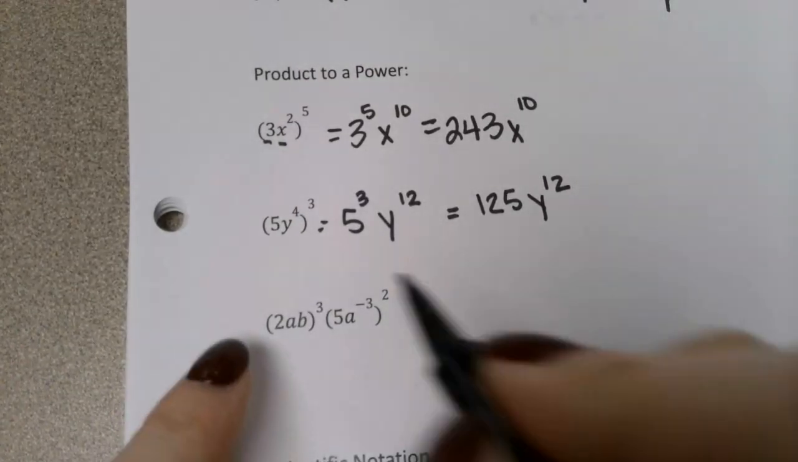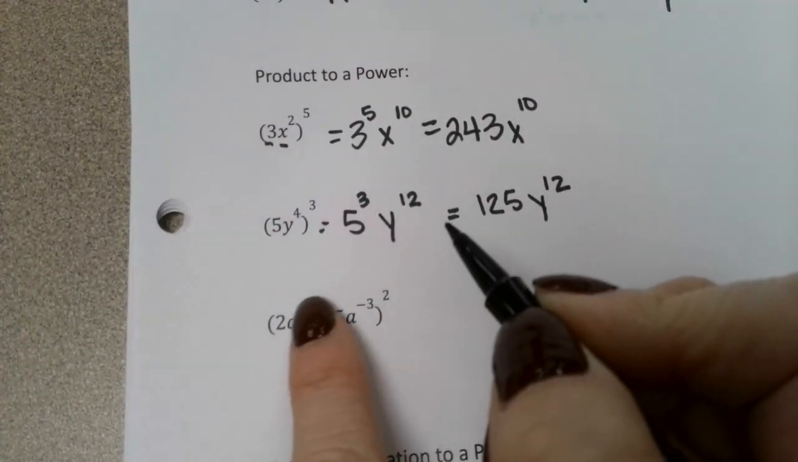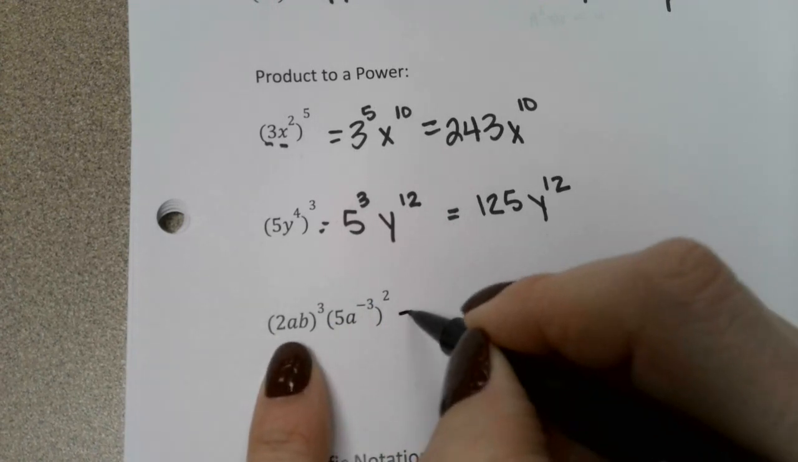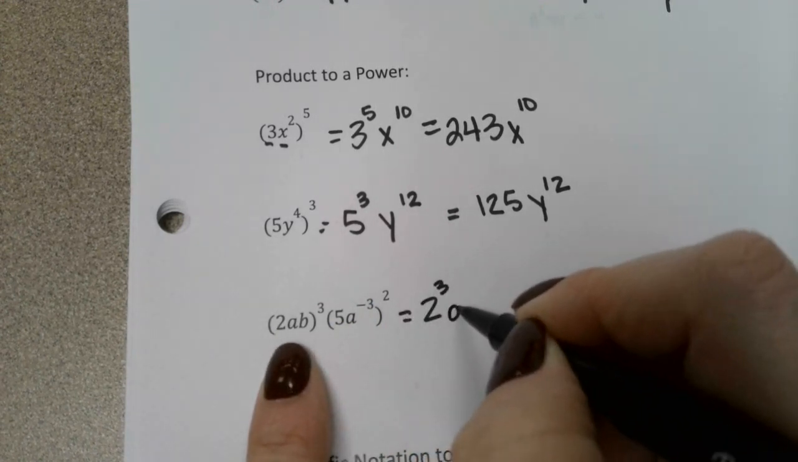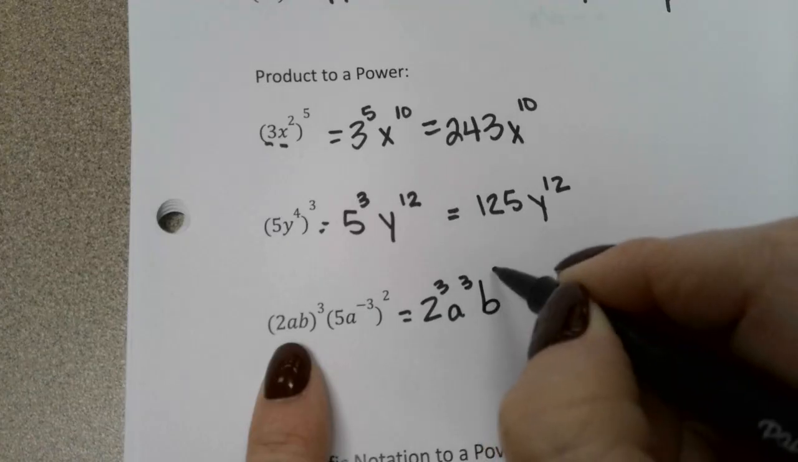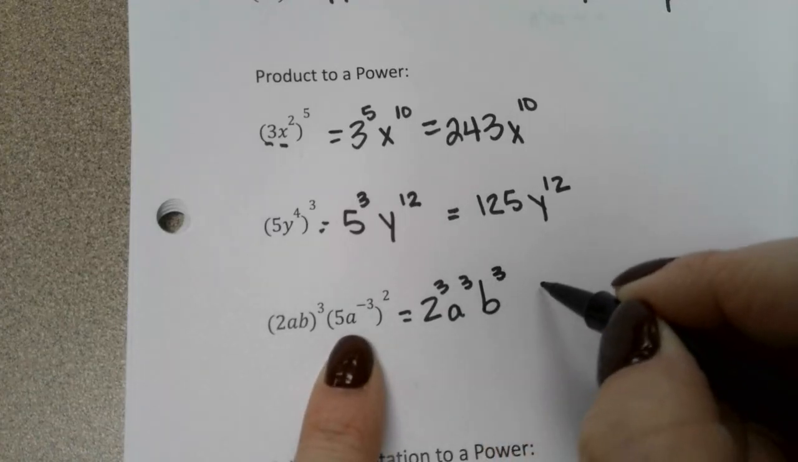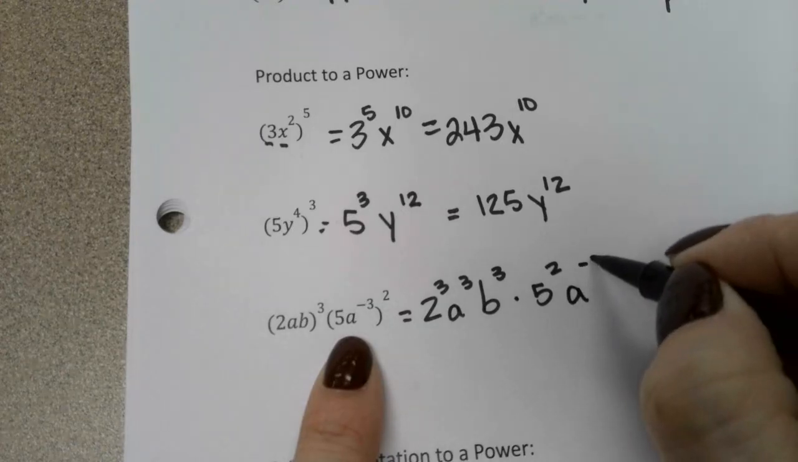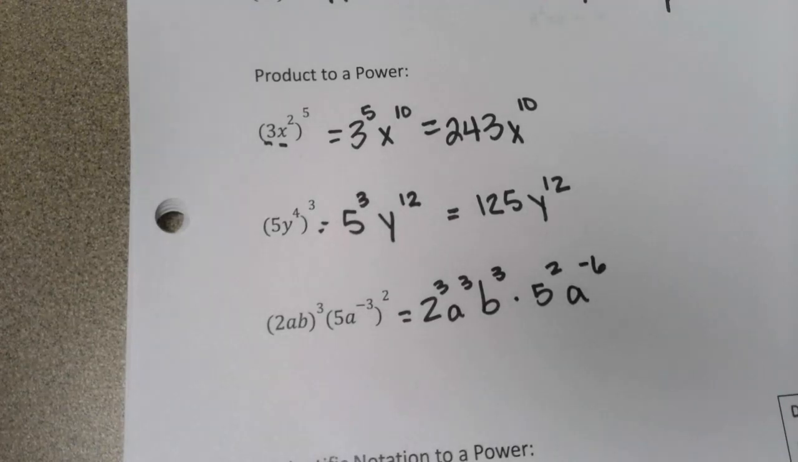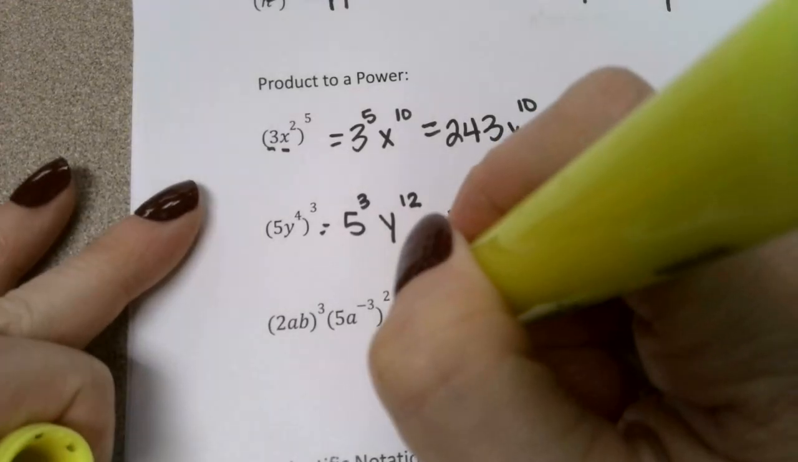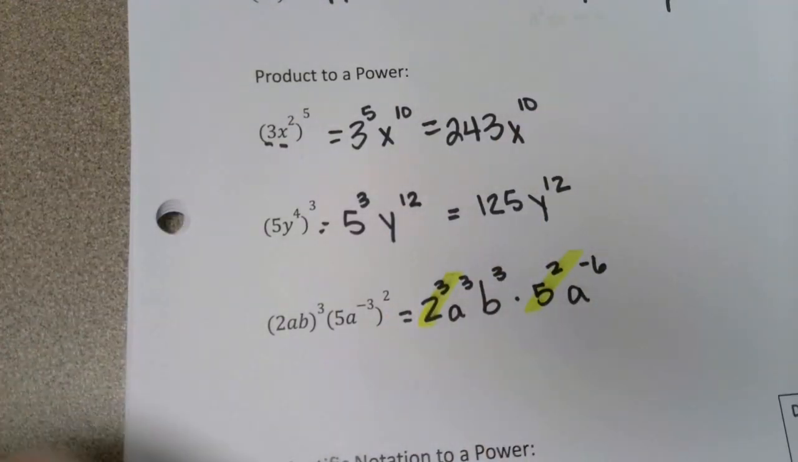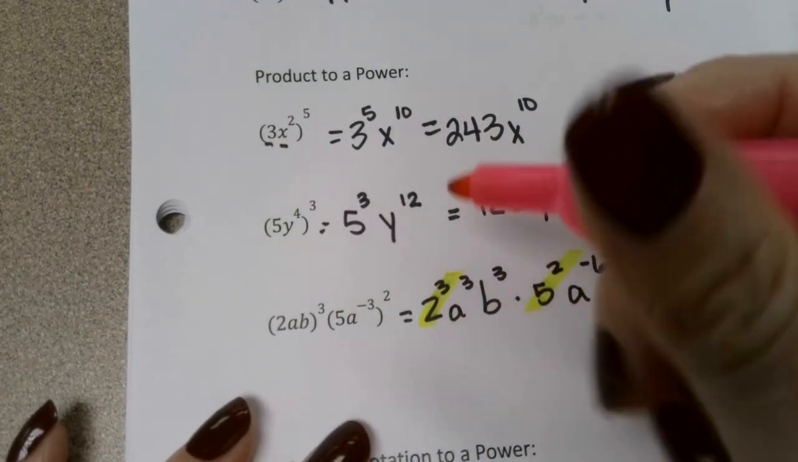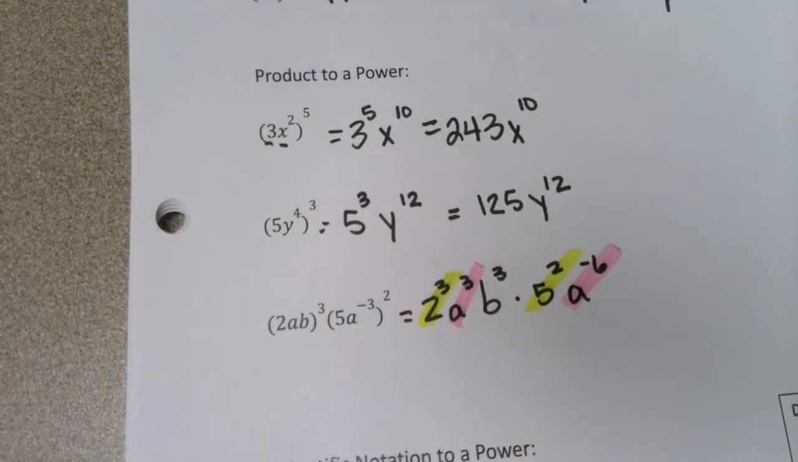Here you have a couple of them going on. You have your 3 out here applying to everything individually in here. So you would have 2 to the 3rd, a to the 3rd, and b to the 3rd. You would have 5 squared and a to the negative 6th. And then you're going to just sort of throw everything together. These are going to go together. And these are going to go together. It's not really combining like terms, but in my head that's kind of what I think of it as.